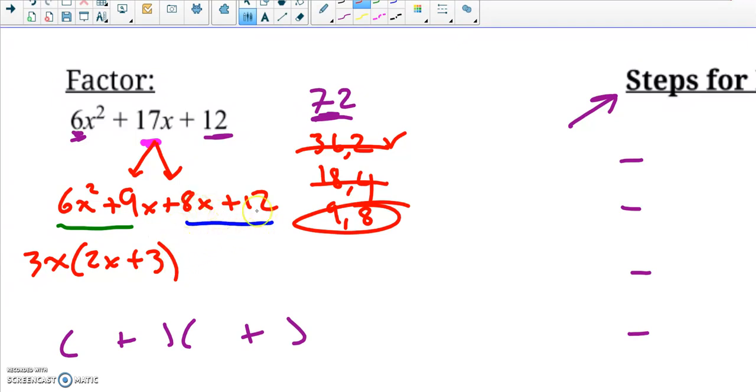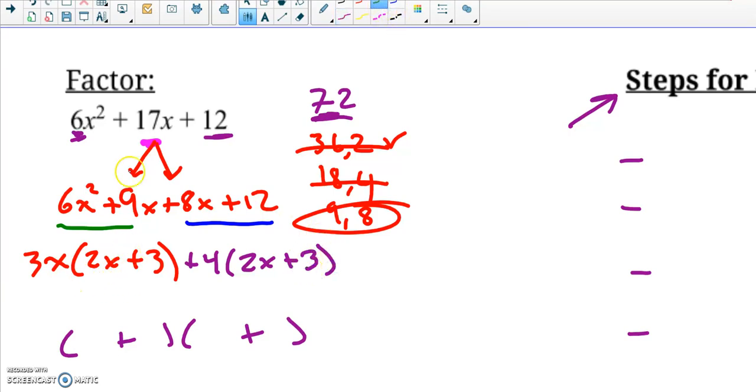And I'm going to do something similar for the second thing. What can I take out of 8x and 12? Well, I can't take an x out of both of them, but I can take a 4 out, because 12 and 8 are both divisible by 4. What I'm left with is 2x plus 4 times what is 12? It's 4 times 3. And now something good happened.